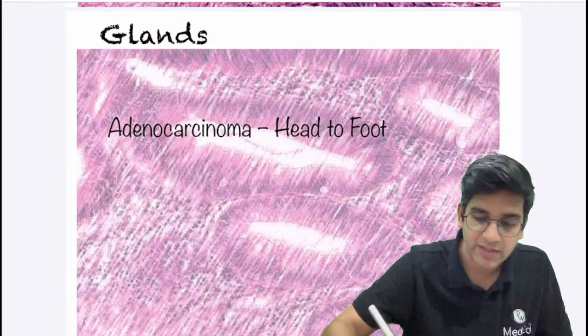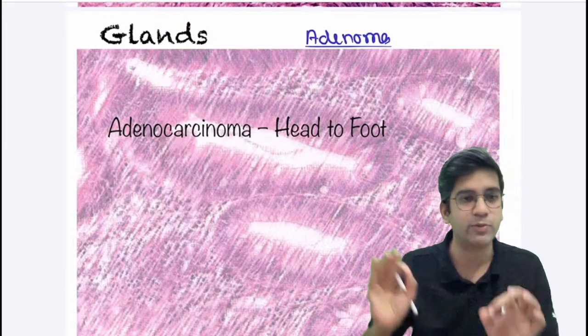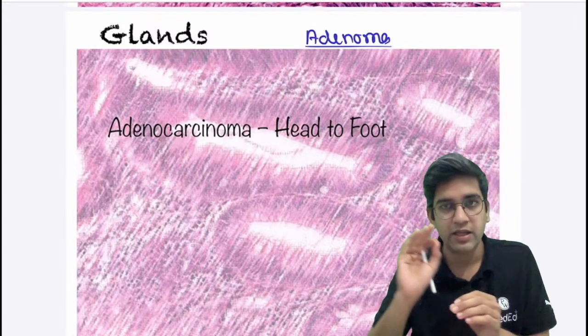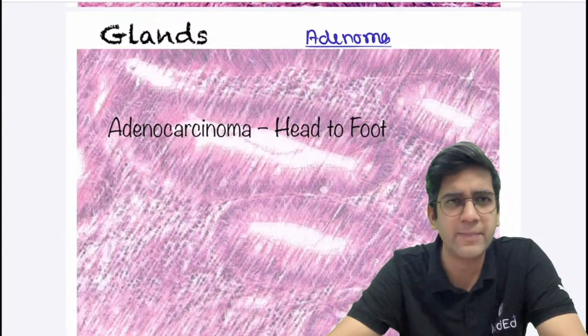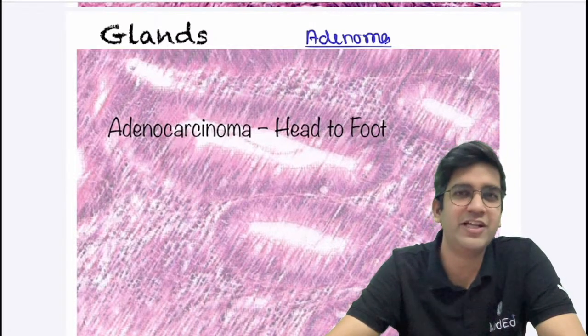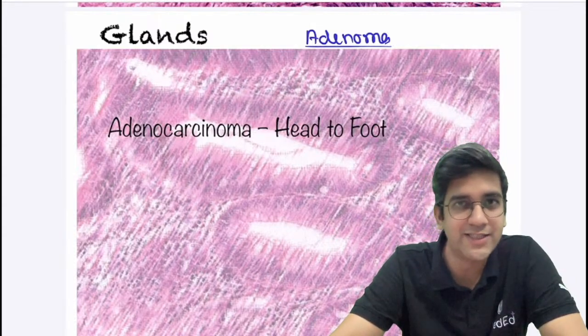If I say it's an adenoma, can anyone tell me what will be the microscopic finding? Just extrapolate it. First, let's go step by step. Adenoma is benign or malignant? First, that question. Adenoma, benign or malignant? Definitely benign, right? So here, can adenoma also have glandular morphology?